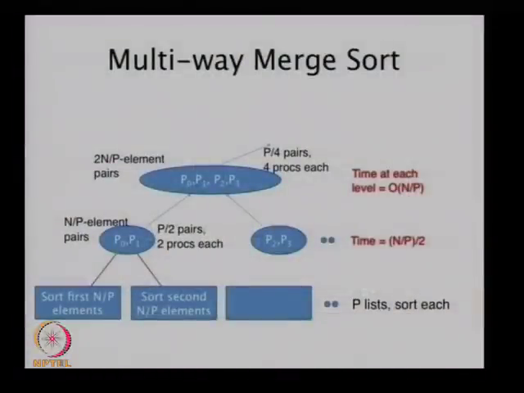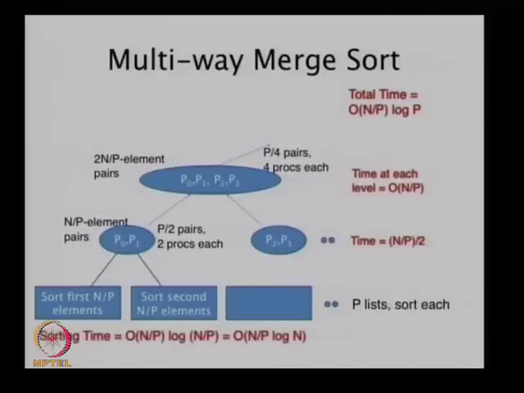Why does every stage take n by p time? Because from the leaf level to the first level, I have two processors and two n by p chunks. So essentially, the list size doubles, and the number of processors handling that list size also doubles. So it's going to take the same amount of time, n over p for each stage, and the total time will be n by p log of p. But of course, the initial local sorting was also needed, because we can merge only after the individual lists are sorted. That will take n by p log n by p, which is n log n over p.